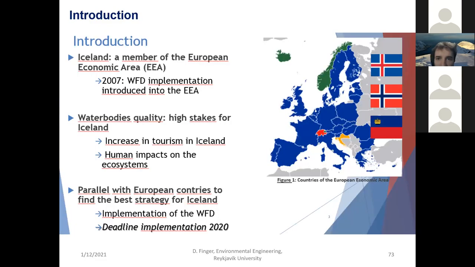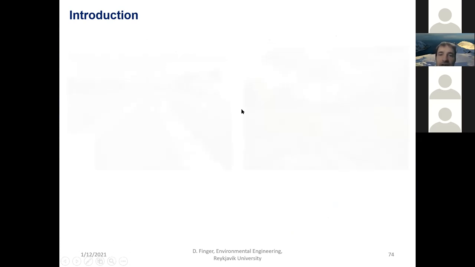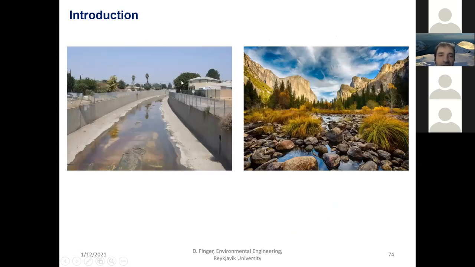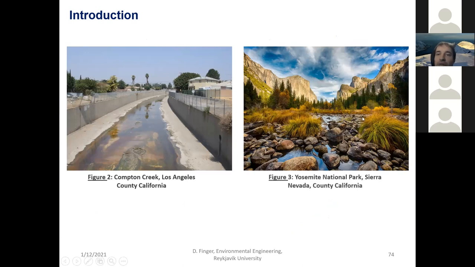River morphology, this goes into the assessment of the quality of the rivers. It's the Water Framework Directive that has to be implemented in Iceland. There we look at the status of the rivers. On the left-hand side, you have a completely dammed or channelized river, which has a very low ecological status. And on the right-hand side, you have Yosemite National Park, where you have a completely pristine river.